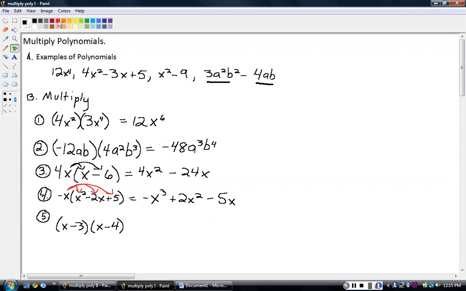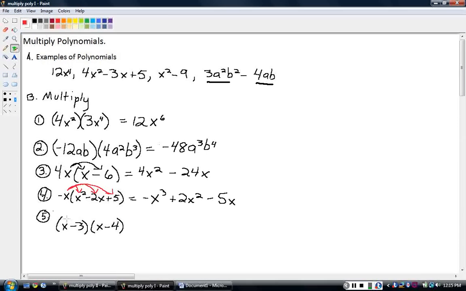Okay, so now for something a little bit different, I'm going to multiply two binomials. A two-term polynomial and a two-term polynomial. The acronym we use is called FOIL, if it helps you remember. The answer isn't just x squared minus 12. You don't just multiply x times x and 3 times 4. That's a common mistake, so don't do that. You have to multiply x by both of these guys, and then negative 3 by both of these guys.